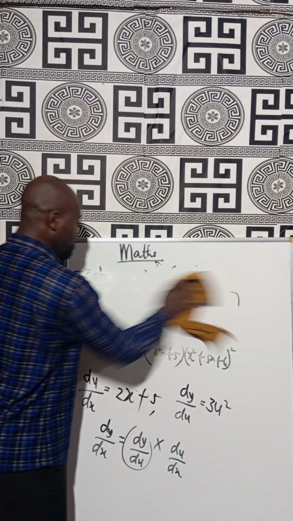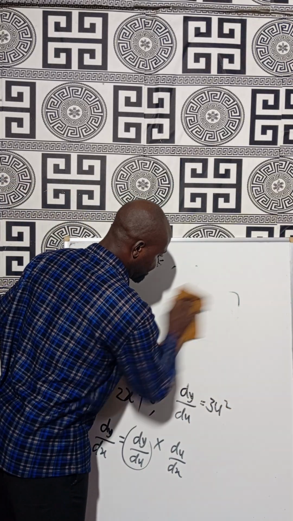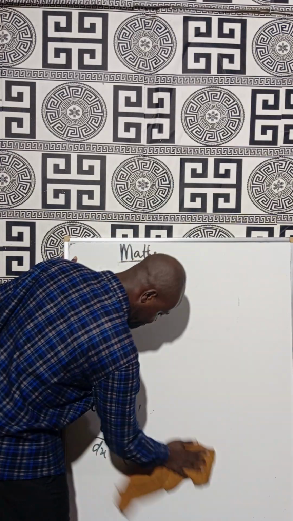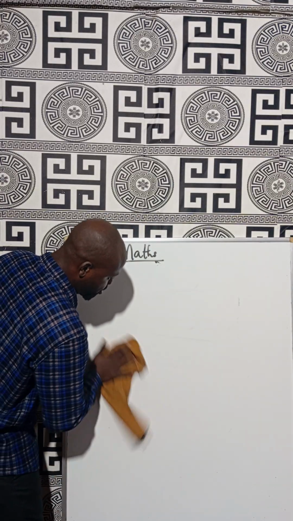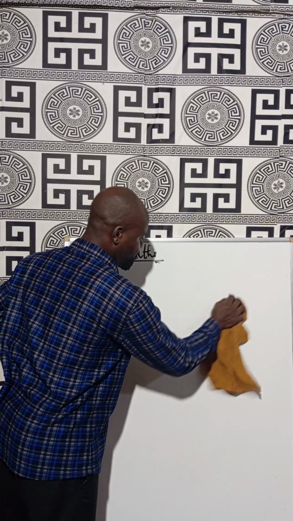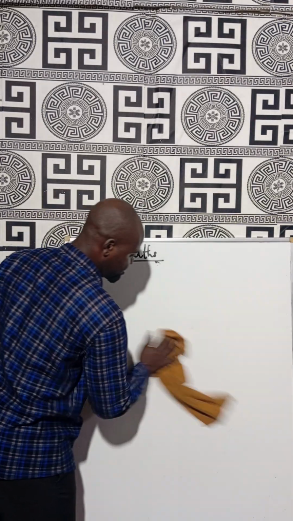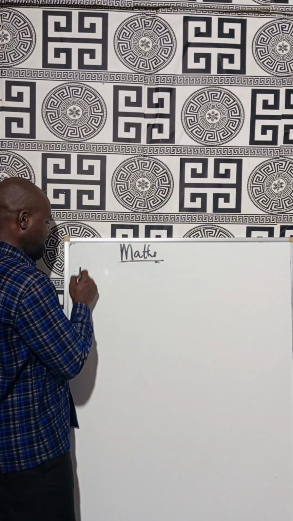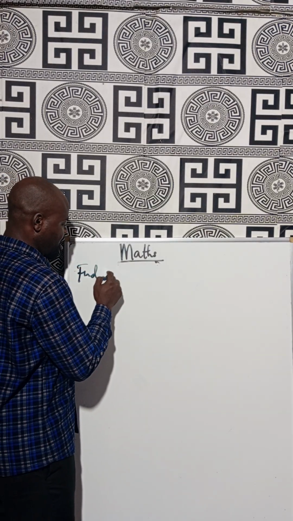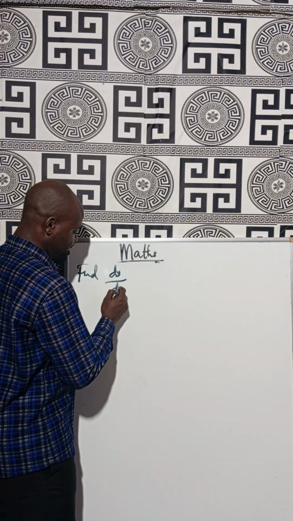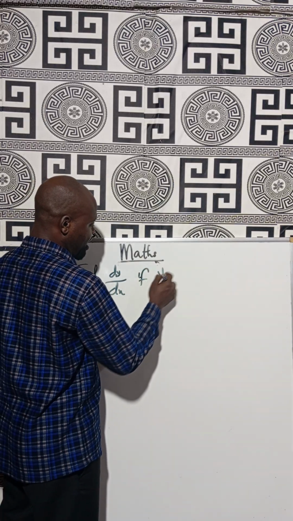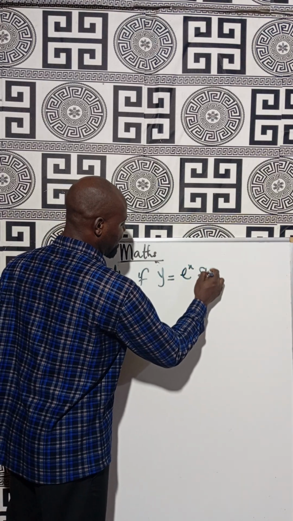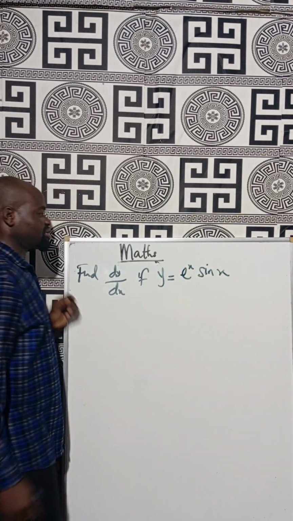Okay, we are still on the chain rule. Don't forget, we are still on the chain rule. Don't forget that. So let's take one more example under it. Okay, let's say you have something like this. Find dy dx if y is equals to exponential x sine x. Let's look at this question.